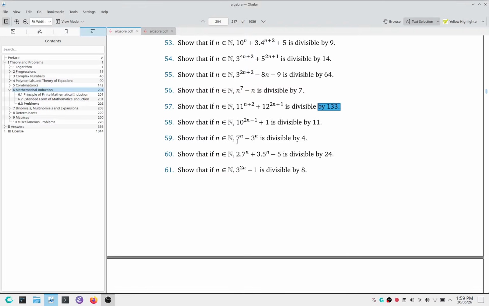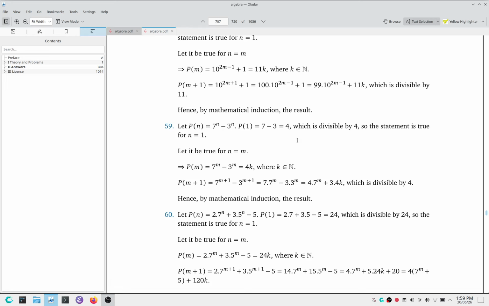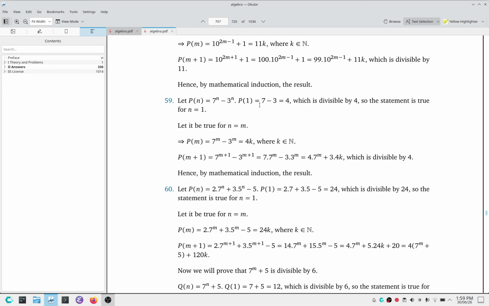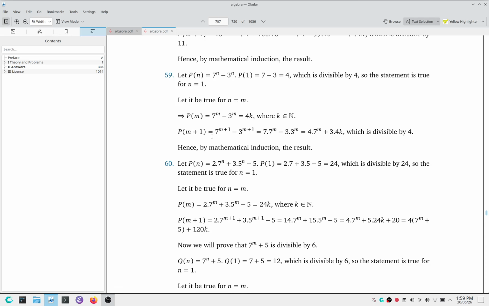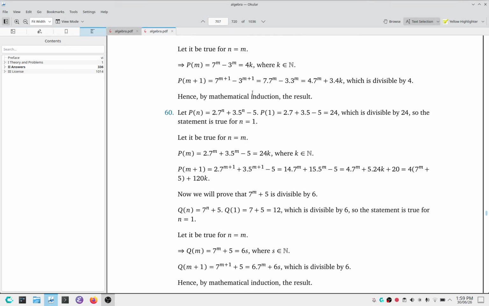Question 59 says that this time we have 7 raised to the power n minus 3 raised to the power n, and divisibility is by 4. So we put n equal to 1, we get 4, and we let it be true for n equal to m. 7 raised to the power m minus 3 raised to the power m is equal to 4k. We put n equal to m plus 1, 7 raised to the power m plus 1 minus 3 raised to the power m plus 1. We take out 7 and 3 here, we get 7 times 7 to the power m minus 3 times 3 to the power m, which is equal to 4 times 7 to the power m plus 3 into 4k, which is divisible by 4, and hence by induction we have the result.